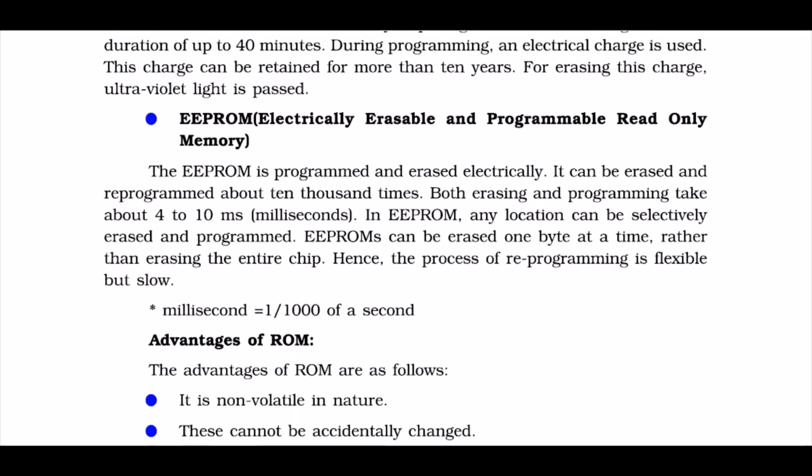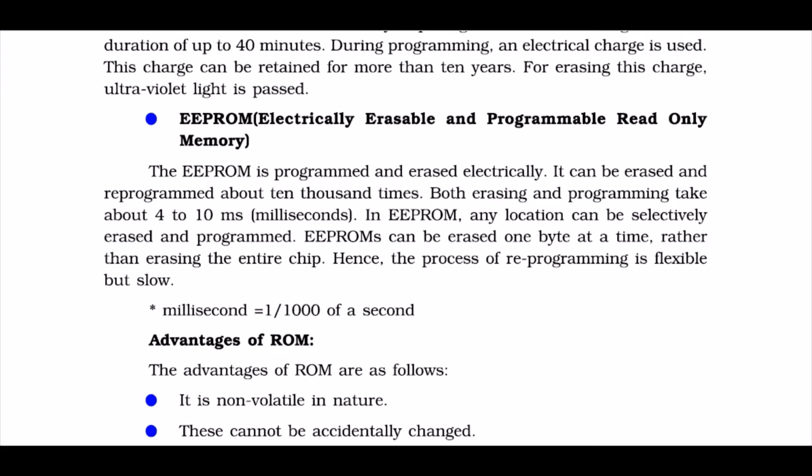EEPROM stands for electrically erasable and programmable read-only memory. EEPROM is programmed and erased electrically. In the previous EPROM we use UV light, but in this we use electricity. It can be erased and reprogrammed about 10,000 times. And this is the most programmable ROM. Both erasing and programming take about 4 to 10 milliseconds. Just that much little amount of time.